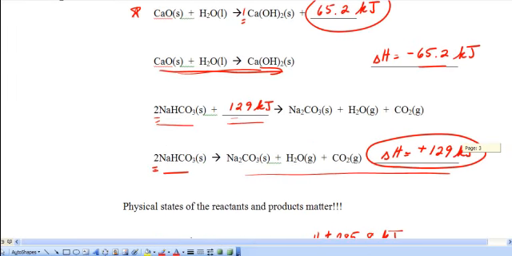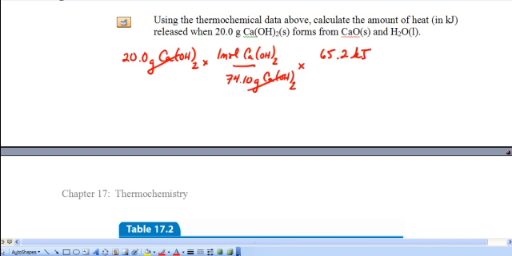So 65.2 kilojoules of heat is released with 1 mole of calcium hydroxide. And notice all the units divide out. You're left with kilojoules, which is what you're looking for, so we're going to take 20 times 1 divided by 74.1 times 65.2, and it looks like we have 17.6 kilojoules of energy released.